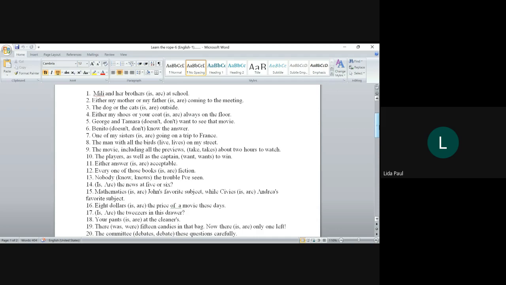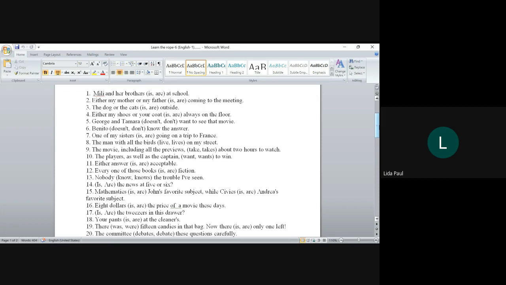Now, next one. Are or is the news at 5 or 6? Is the news. Is the news, right? Now, there are certain words or phrases in English which only have plural form, and you don't use them in the singular at all. And one example is news. So, news is always used with a singular verb. Although it looks plural, it is always used in the singular. Is the news at 5 or 6?